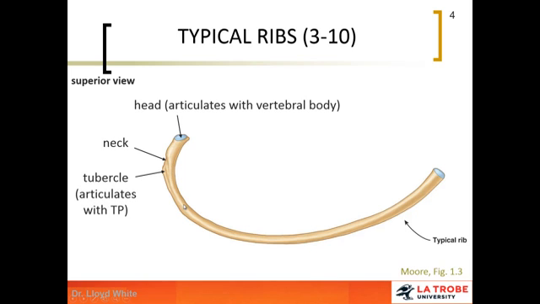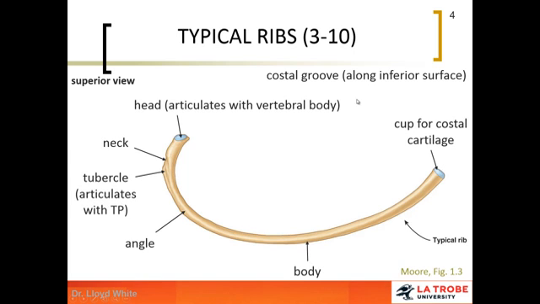Moving around the rest of the rib, we have the angle and the body making up the bulk of the rib. And most anteriorly, we have a cup on the end of the rib for attachment to the costal cartilage, which will then attach it to the sternum.